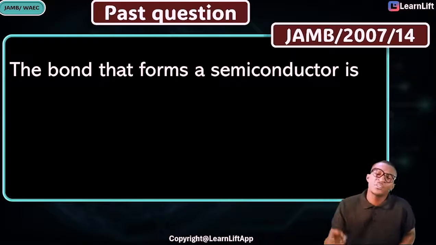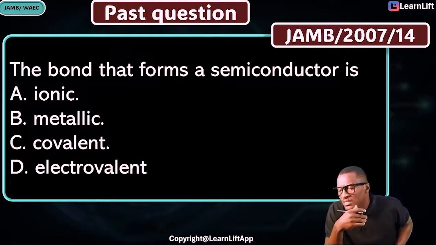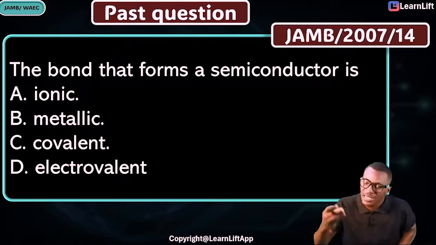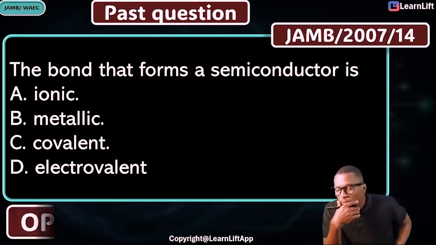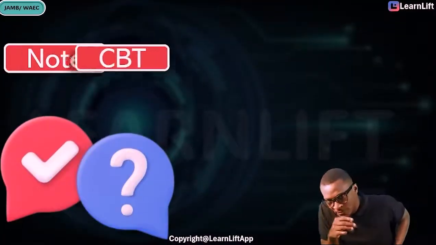Let's see JAMB 2007 question 14. The question says the bond that forms a semiconductor is: A, ionic, B, metallic, C, covalent, and D. We said that the bond in semiconductors is the covalent bond, that's electron sharing, making option C the answer. Go through the notes.